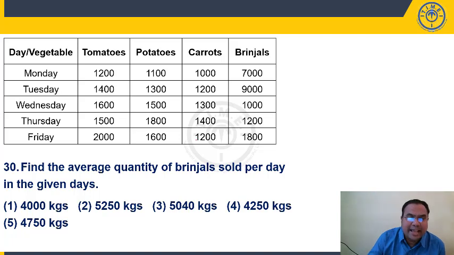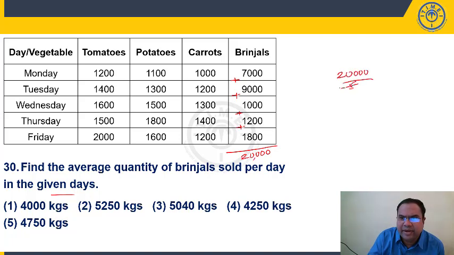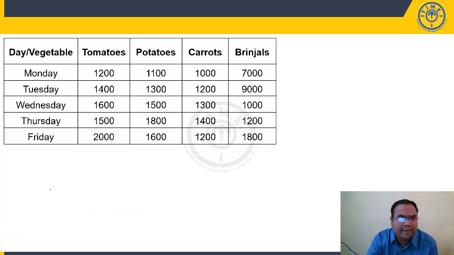Question number 30, students. What is the average quantity of brinjals sold per day in the given days? How will you get the average? Sum of n numbers divided by n. So the average quantity of brinjals means total brinjals divided by number of days. How many days do we have? 5 days. So ignoring the 2 zeros, 18 plus 12 is 30, plus 10 is 40, 130 plus 70, 200. So it is 20,000 divided by 5 days. 5 fours are 20. So 4000 kgs per day. 4000 kgs is present in choice 1.